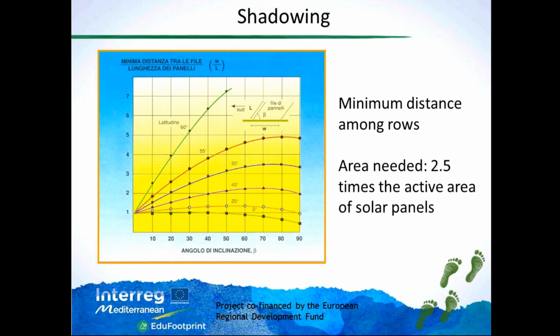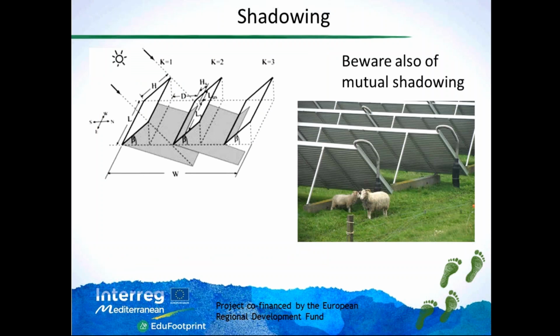the more you go to the north of Europe, the worse the situation is, because the sun's height on the horizon is lower than in southern countries, and this means that the mutual shadowing between these parallel rows is more severe.